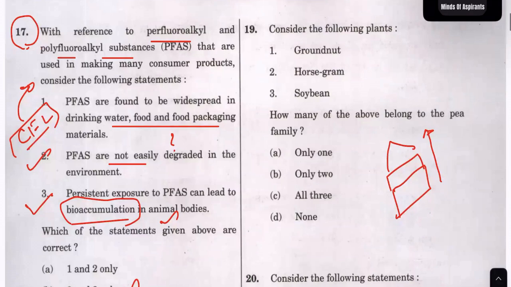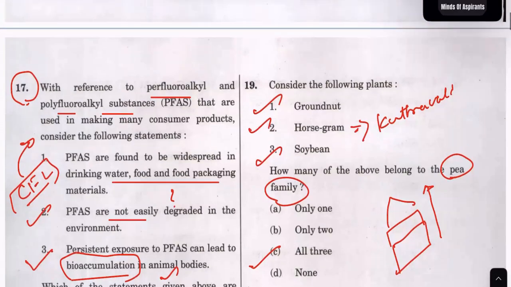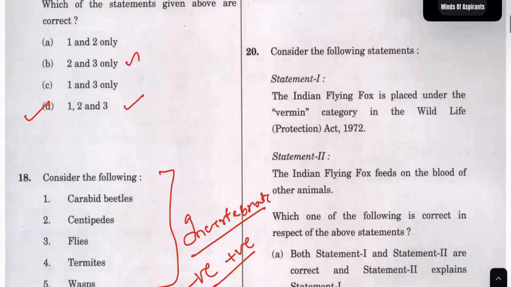Again, this is a leguminous family. Many times this is called something like horse gram, in Tamil they say. This is true. This is also true. All three is true. Okay, I will maybe keep this question apart.